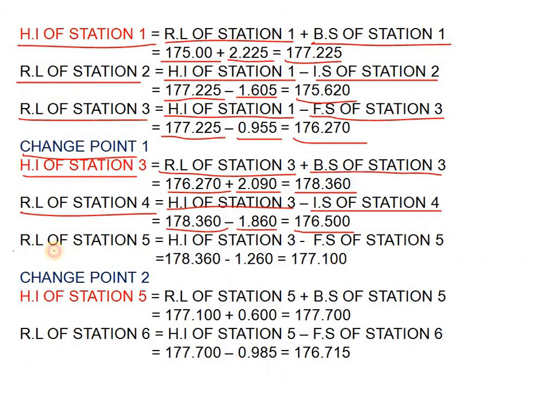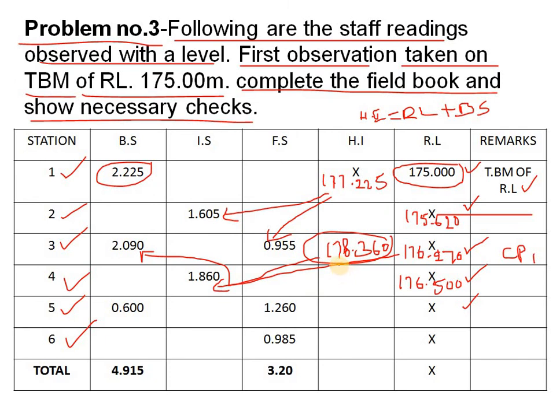To calculate the RL of station 5, that is HI of station 3 minus FS of station 5. So that is 178.360 minus 1.260 is equal to 177.100. So from 178.360 we have to subtract 1.260. How much will you get? The answer is 177.100. So this is the RL we have got.